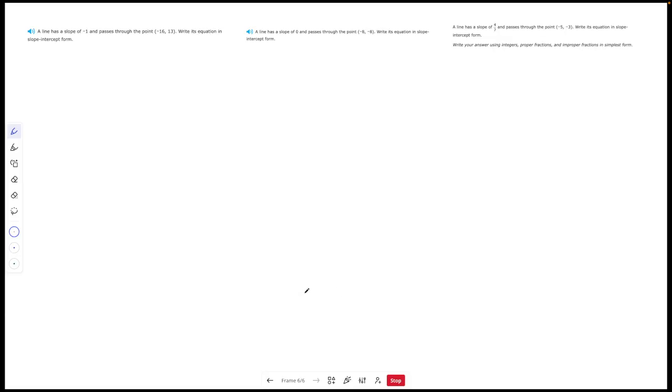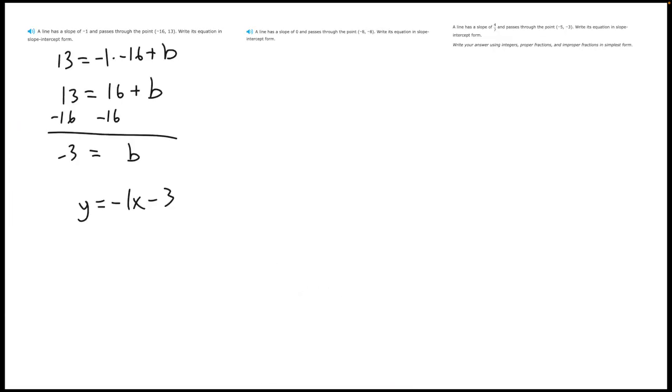Okay, now that you've had time to work these problems, let's check your solutions. For the first problem, here is the work. You should have ended up with y equals -1x minus 3. Just a reminder that you don't normally write the 1 in front of an x like that, so you're just going to write -x minus 3, and this would be your final answer.